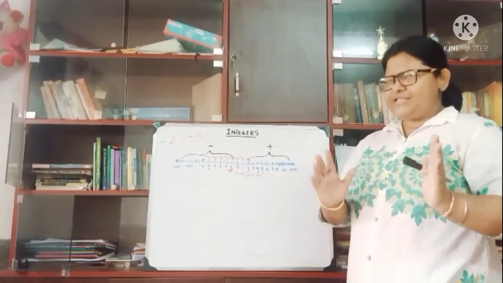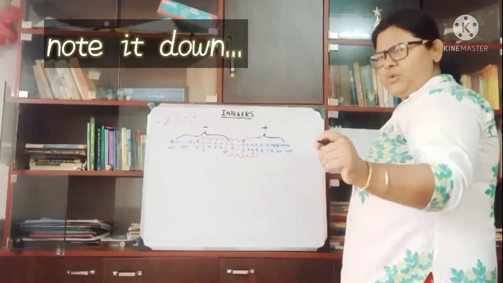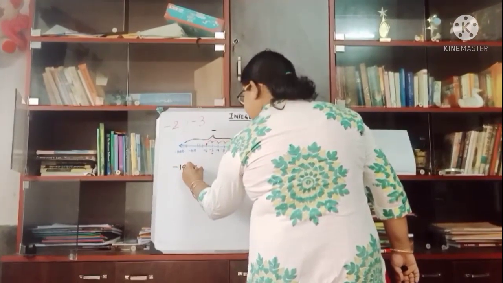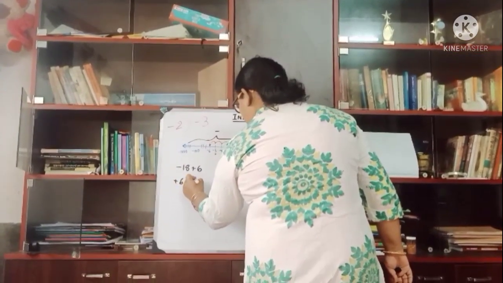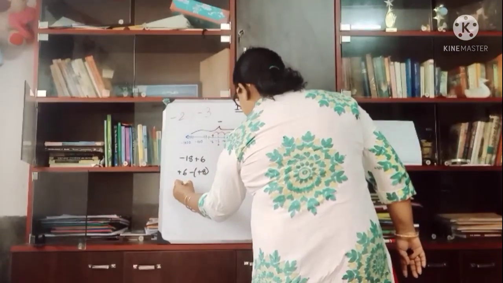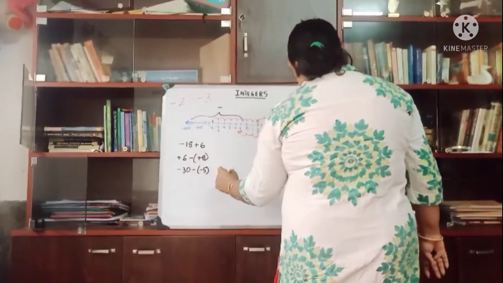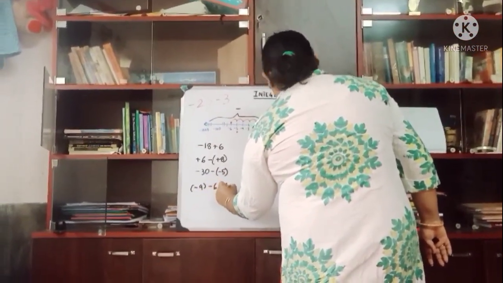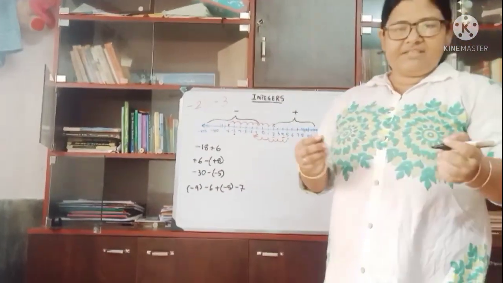Okay, now let's do some calculations to make the process very easy. I'm writing down a few sums. You can note them down while doing. Minus 18 plus 6. Next will be plus 6 minus of plus 8. Don't worry, let's write it down first. Minus 30 minus of minus 5. Alright, and minus 9 minus 6 plus of minus 5 and minus 7. These are a few sums. Let's see how to solve them.